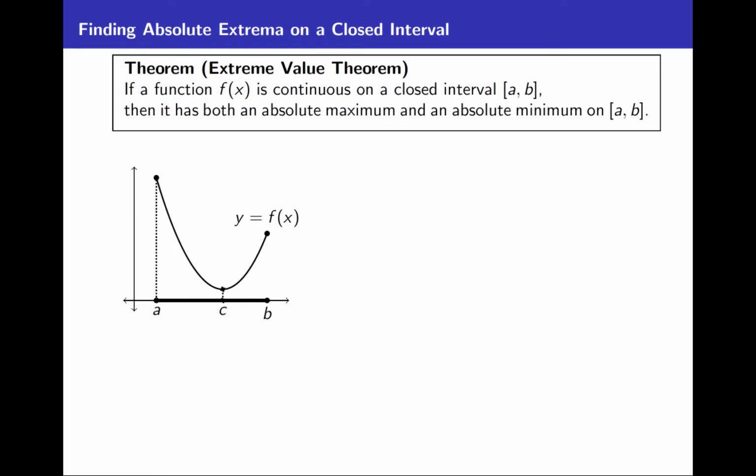So let's concern ourselves, first of all, with absolute extrema on closed intervals. In this situation, there's a theorem that applies, which you'll read about in your textbook. It's called the extreme value theorem. And it states something that should be pretty obvious. It's very intuitive. If a function f is continuous on a closed interval from a to b, then it has both an absolute maximum and an absolute minimum on that closed interval.